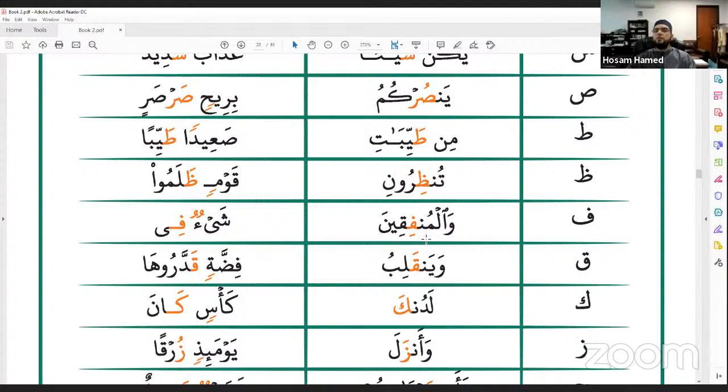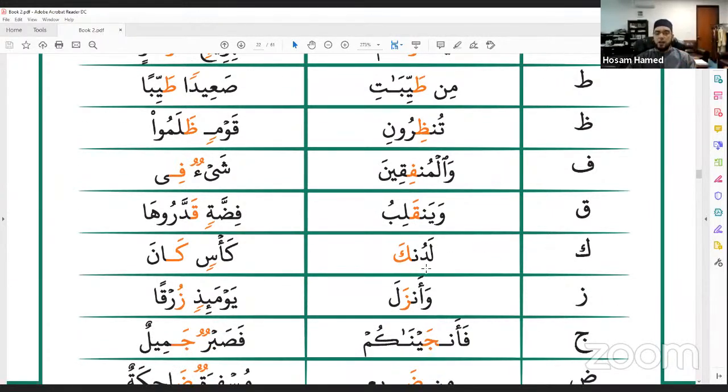والمنفقين. You see how I'm preparing my mouth to pronounce الفاء. شيء في. القاف وينقلب. فضة قدروها. الكاف لدنك. Here our ulama, our scholars, said whenever we pronounce al-ikhfa with kaf and qaf, al-ikhfa that is followed by kaf or qaf, here we put our tongue exactly on the articulation point of al-qaf or al-kaf. So here we put our tongue as if we are pronouncing al-kaf. لدنك كأس كان.